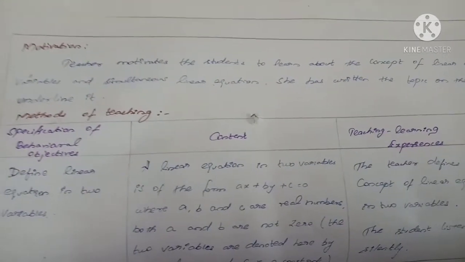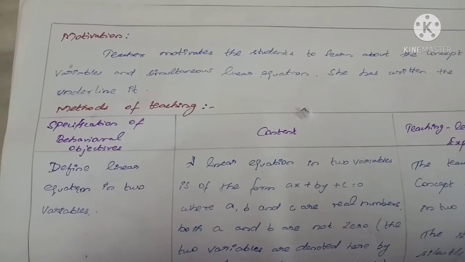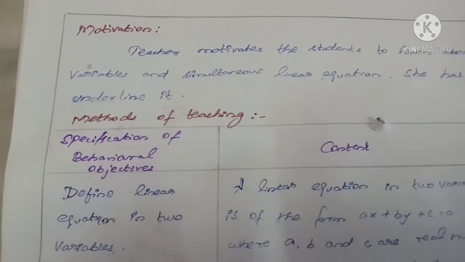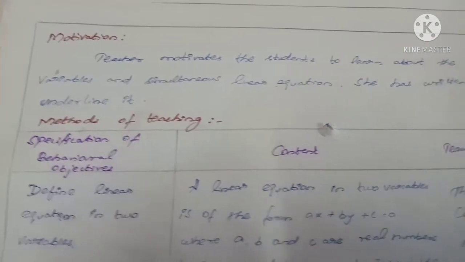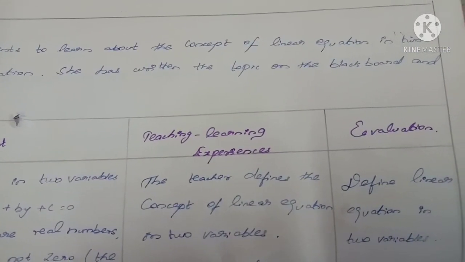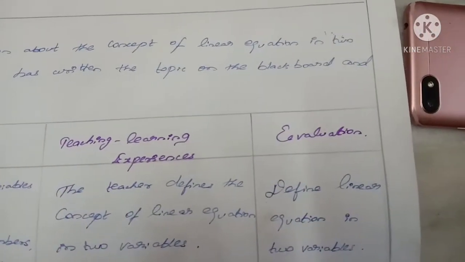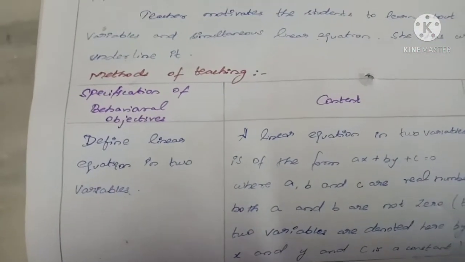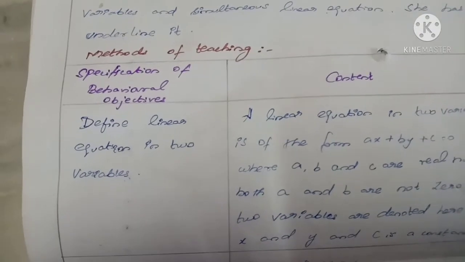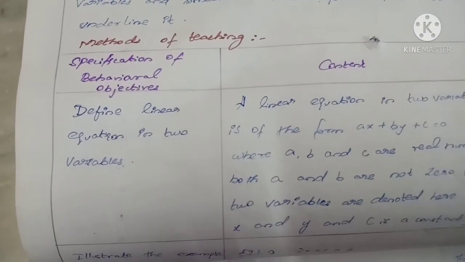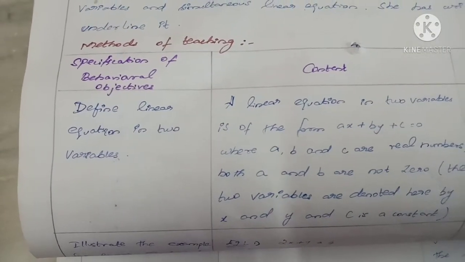Then we have to do four partitions. First partition is specification of behavioral objectives. Next one is content. Next one is teaching learning experience. Then last one is evaluation. In the first row, first box: define linear equation in two variables.